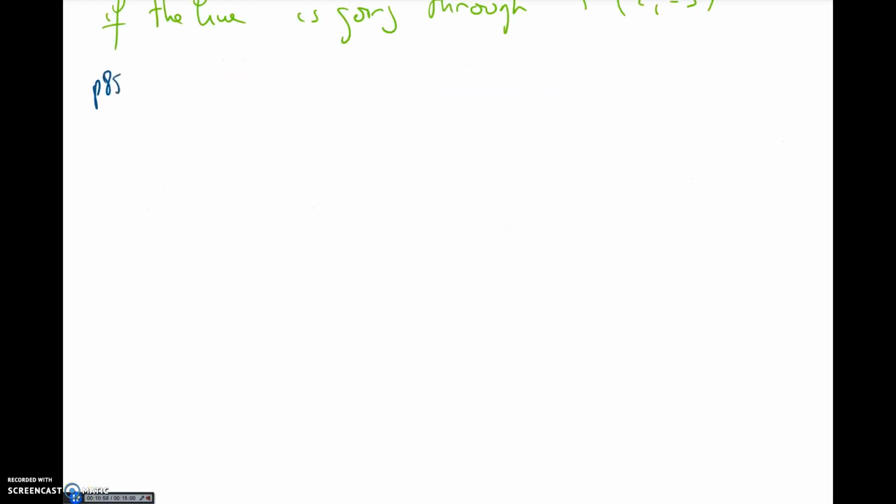So, problem number 85, page 334, section 6.6. On problem number 85, you have 3x minus 2y plus 6 equals 0. The question is, graph the equation using the slope and the y-intercept. So basically, they're asking you to graph the line defined by this equation.